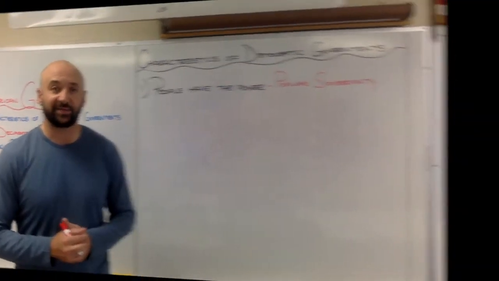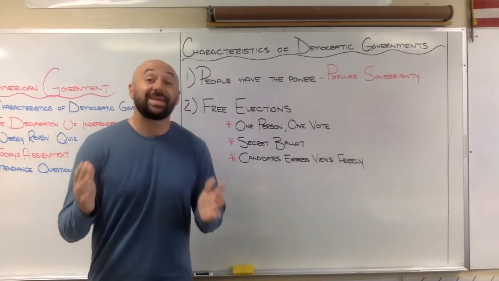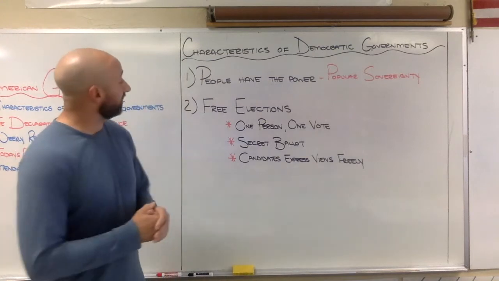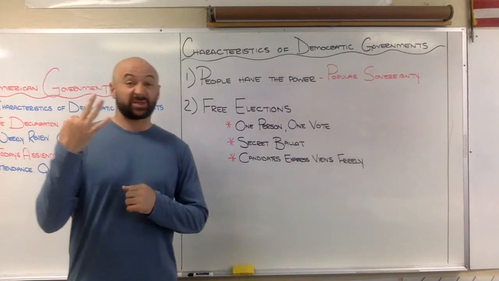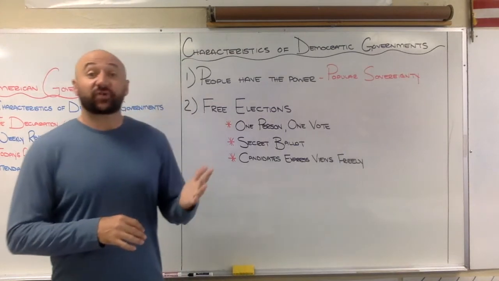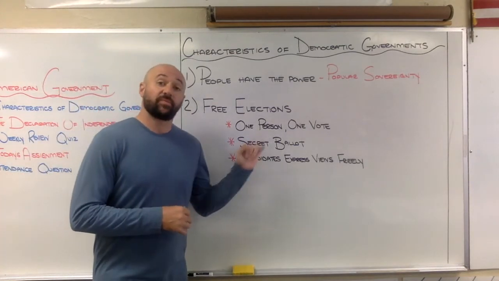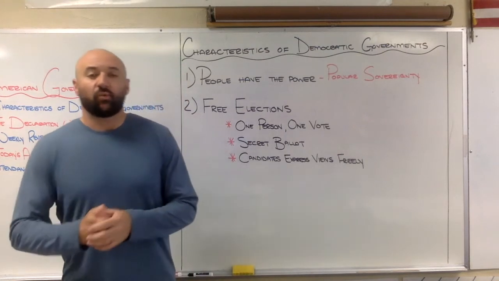Let's move on to the second. All right, the next characteristic of a democratic government is free elections. And that's basically 3 things. The first is very important. We call it one person, one vote.